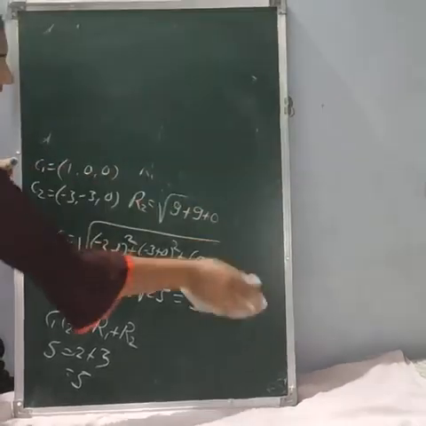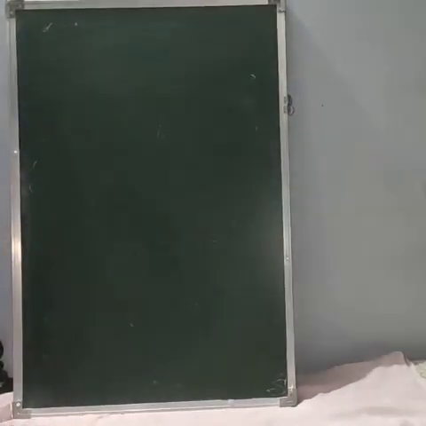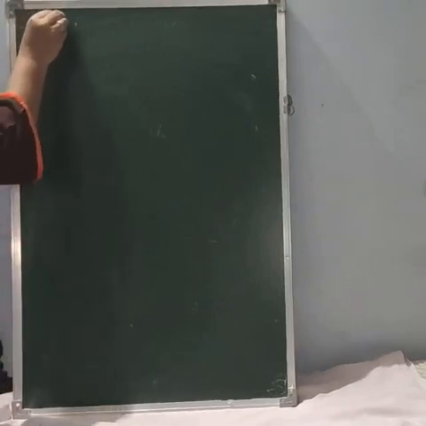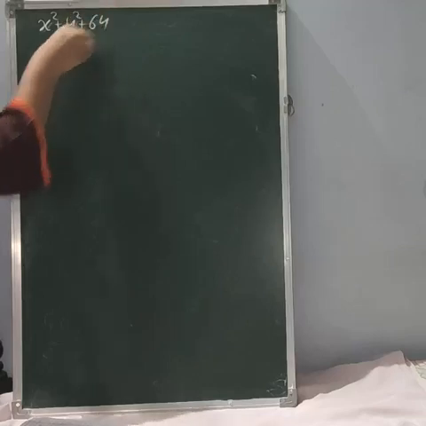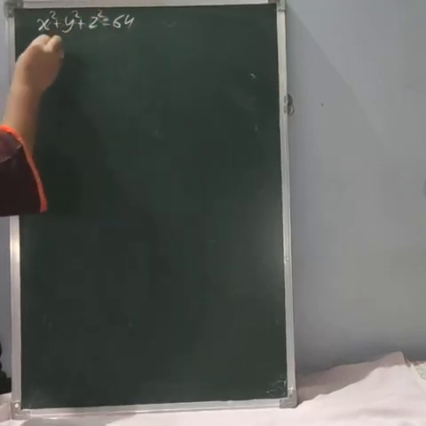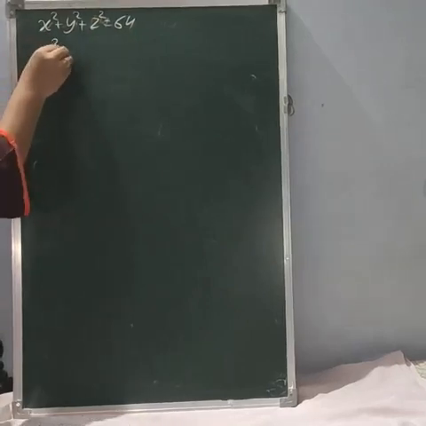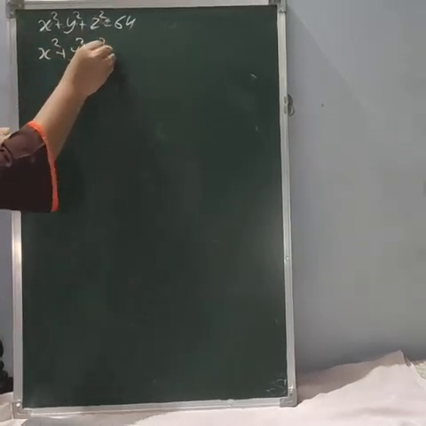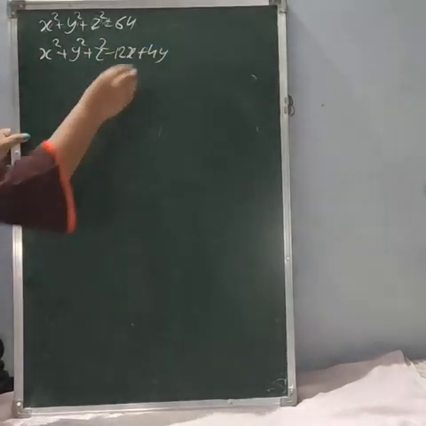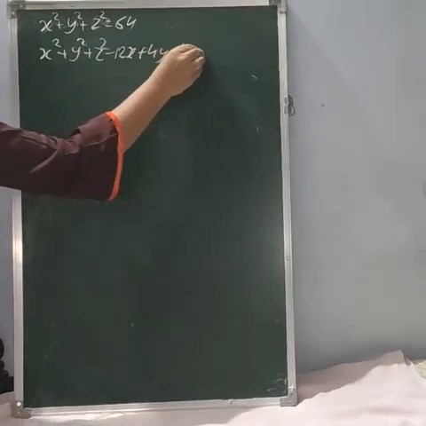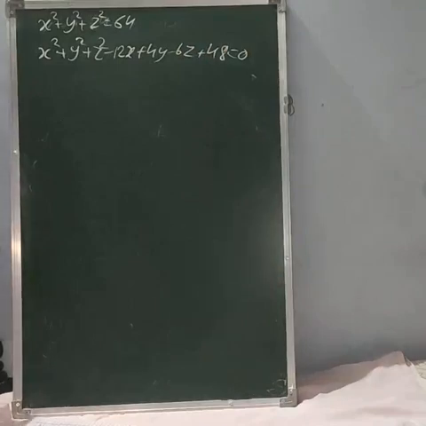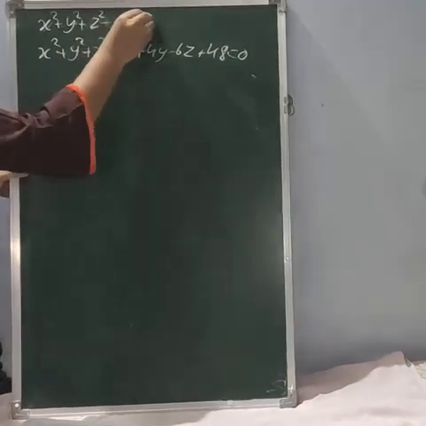Show that the given spheres touch internally. So what we are having? The equations of the spheres are x square plus y square plus z square is equal to 64. And the second is x square plus y square plus z square minus 12x plus 4y minus 6z plus 48 is equal to 0. These two equations of spheres are given. Okay. So if you bring this term on this side, you will get it is 0.